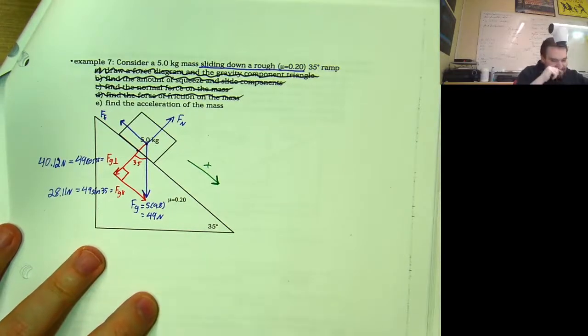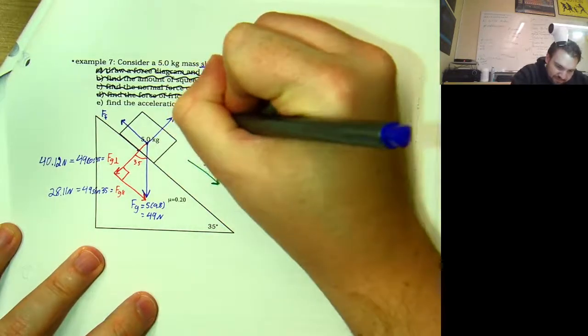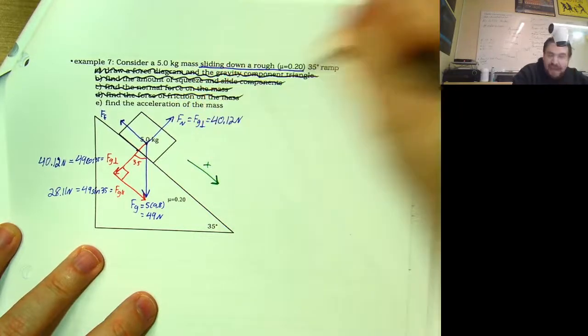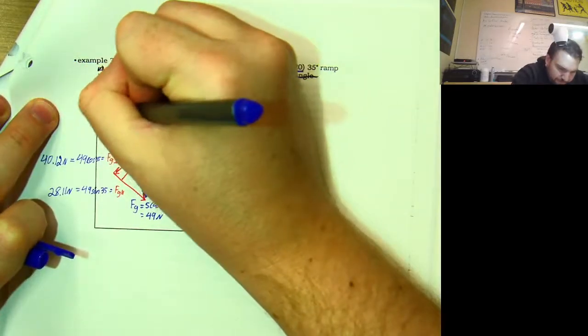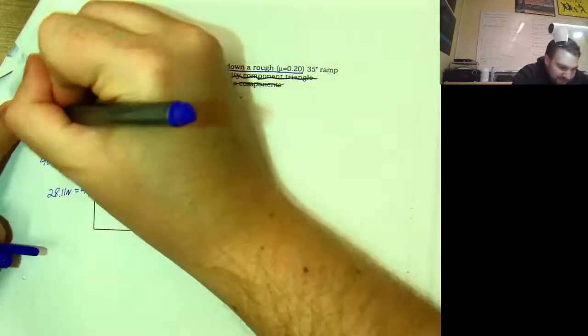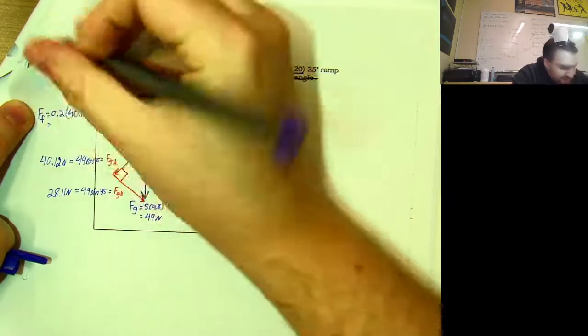I know writing to the left is kind of tricky, but you can do it. I believe in you. This perpendicular component is going to be equal to Fn. Fn equals Fg perpendicular, so that's going to also equal 40.12 newtons. And we need that Fn because we know that the force of friction is equal to mu Fn. And now we've got friction because we have a value for mu. So the force of friction is going to equal 0.2 times 40.12. So that's going to equal 8.02 newtons.